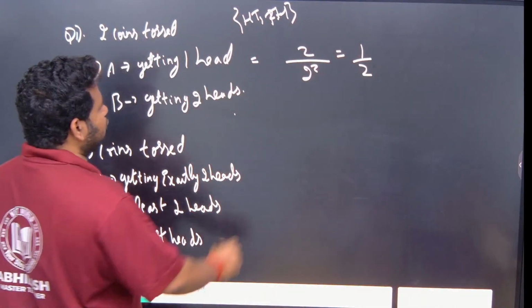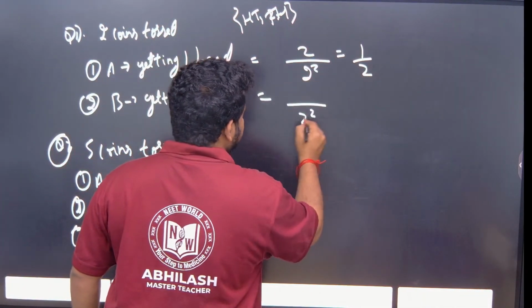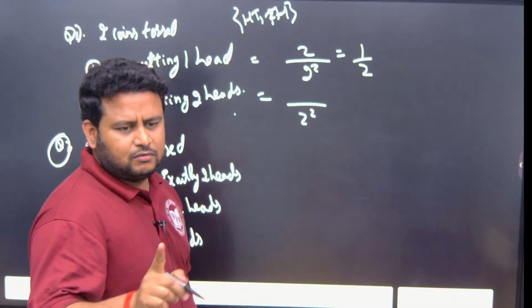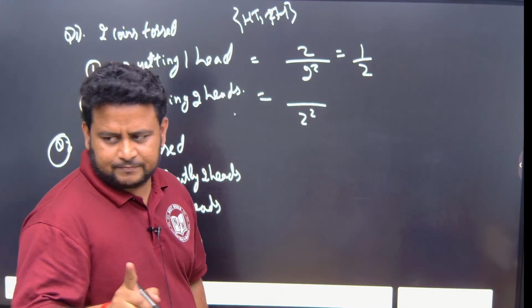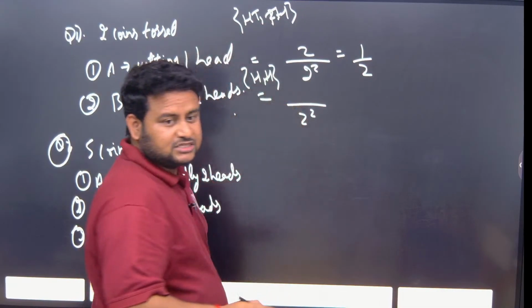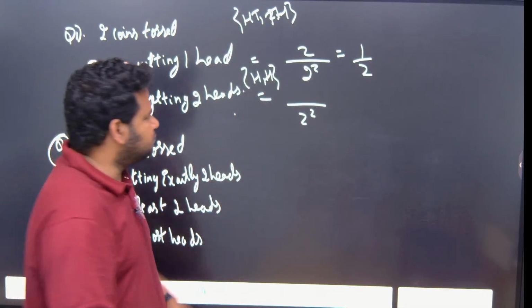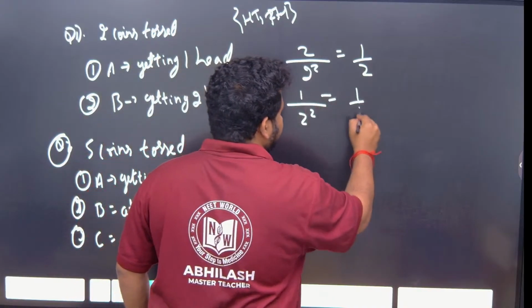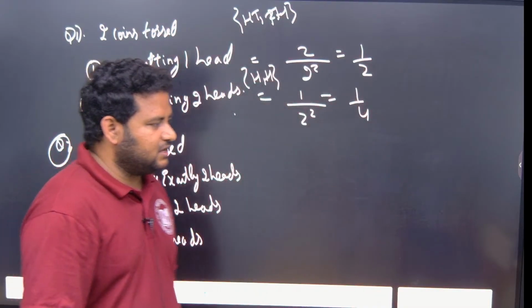Okay, getting two heads, here also the sample space will be 2 square. So, getting two heads is what? HH, there is only one possibility. Getting two heads means getting exactly two heads. That is 1 out of 2 square, that will be 1 by 4.